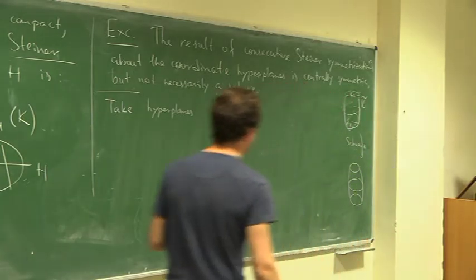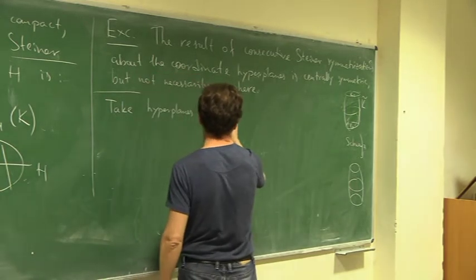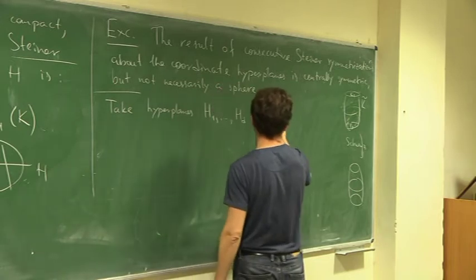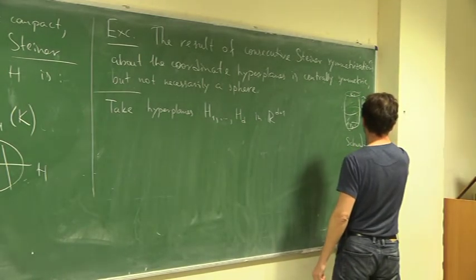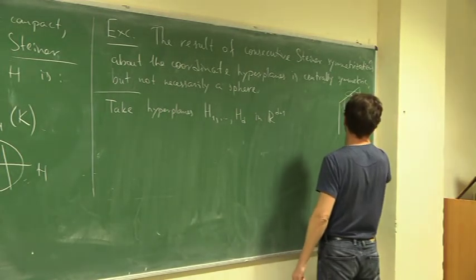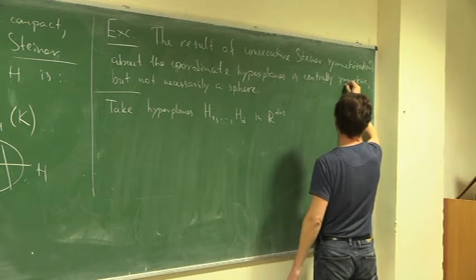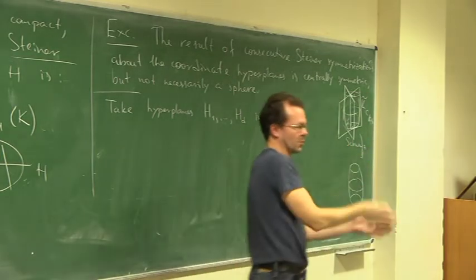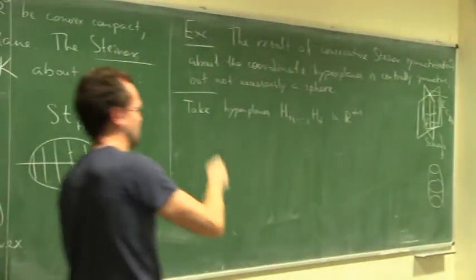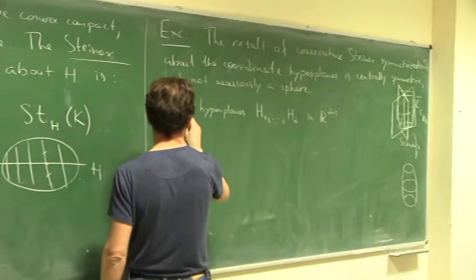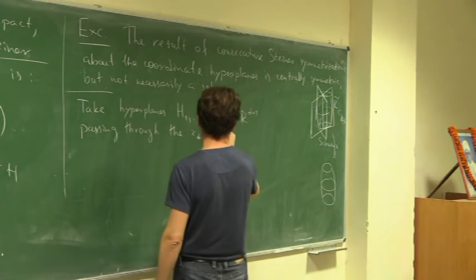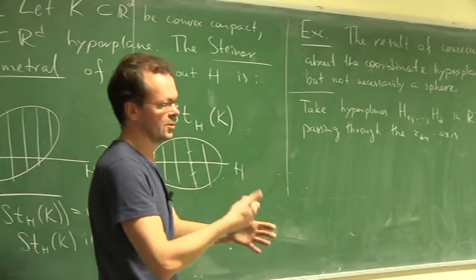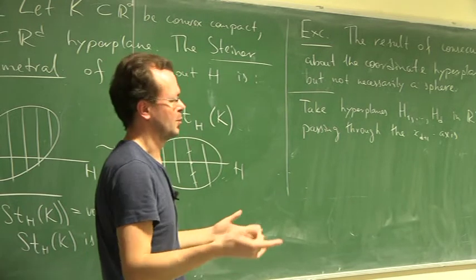What we do now, we take hyperplanes H1, ..., HD in R^(D+1). Here we live in R^(D+1). We take vertical hyperplanes, hyperplanes which pass through the x_(D+1) axis, and such that their normal vectors span R^D, and the angles between them are incommensurable with pi.